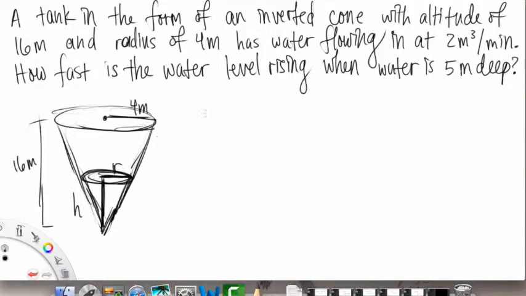So water flowing in, that corresponds to volume. So the change in our volume with respect to time is going to be positive, because it's flowing in at 2 meters cubed per minute. Okay, let's see what else we are given. So how fast is the water level rising?